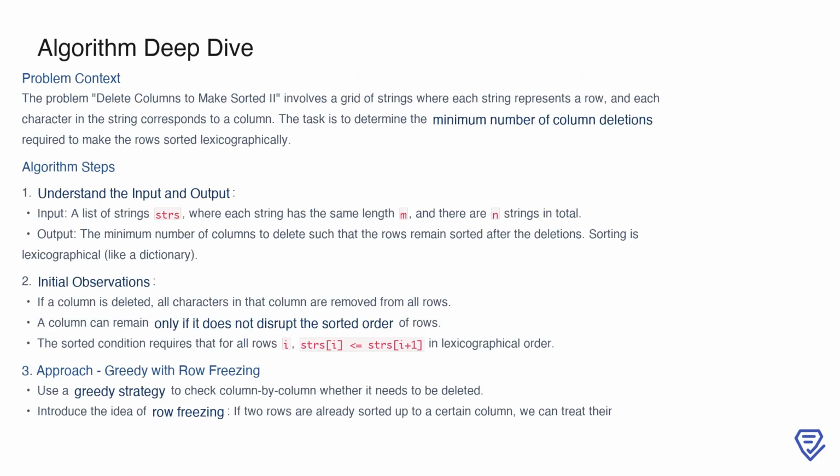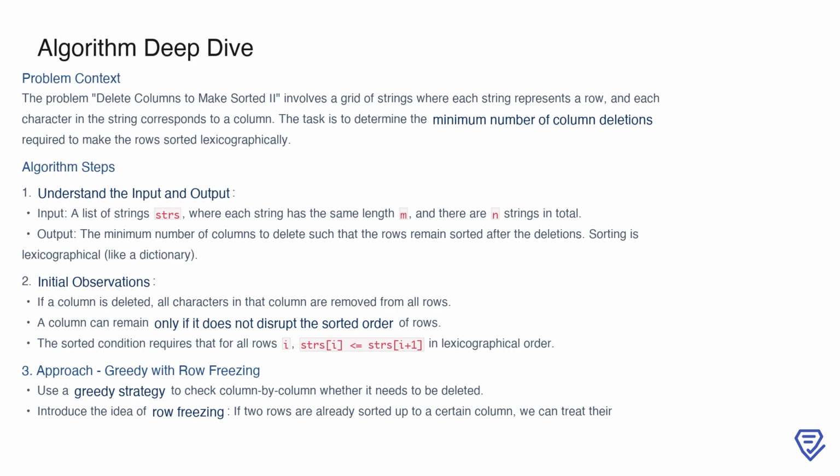The problem "Delete Columns to Make Sorted II" asks us to work with a grid of strings, where each string represents a row and each character in the string corresponds to a column. Our task is to determine the minimum number of columns that must be deleted to ensure the rows remain sorted in lexicographical order, which is the same kind of order used in a dictionary.